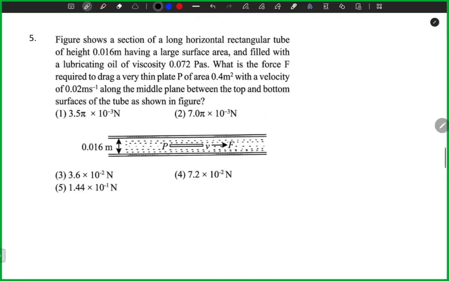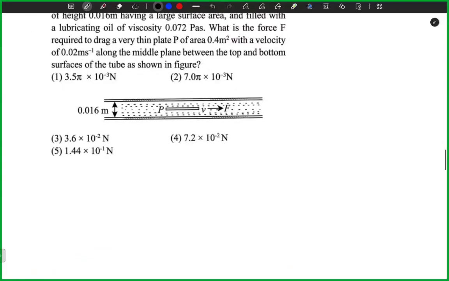So the figure shows a section of a long horizontal rectangular tube of height 0.016 meters having a large surface area and filled with a lubricating oil of viscosity 0.072 Pascal seconds. What is the force F required to drag a very thin plate P of area 0.4 meters squared with a velocity of 0.02 meters per second along the middle plane between the top and the bottom surfaces of the tube, as shown in the figure?